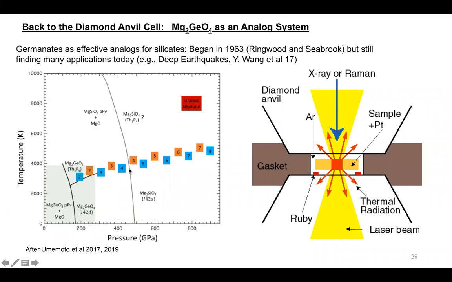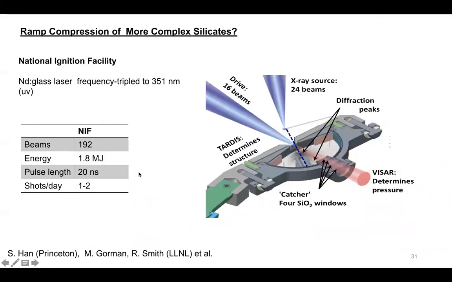So it seems like there's a boundary where you may get very different behavior in planets between about 4 and 5 Earth masses. So quickly, let me finish up, just 2 more slides. We're also pursuing these silicates under ramp compression.